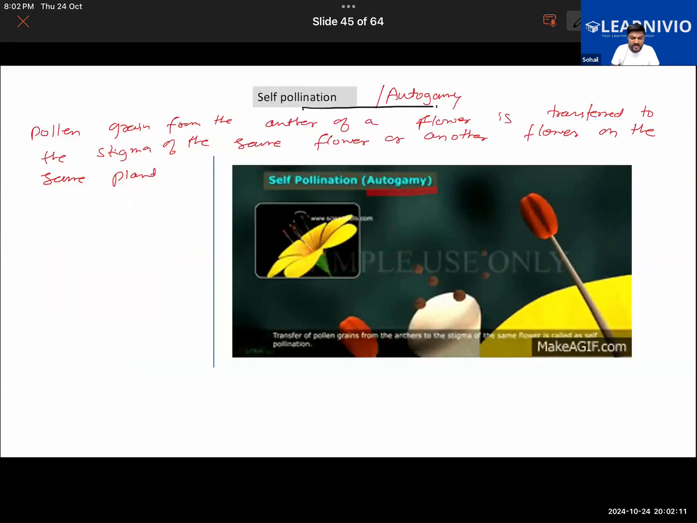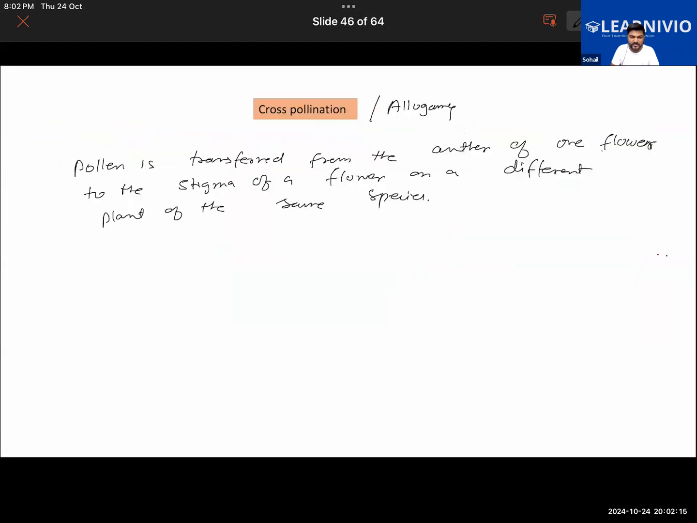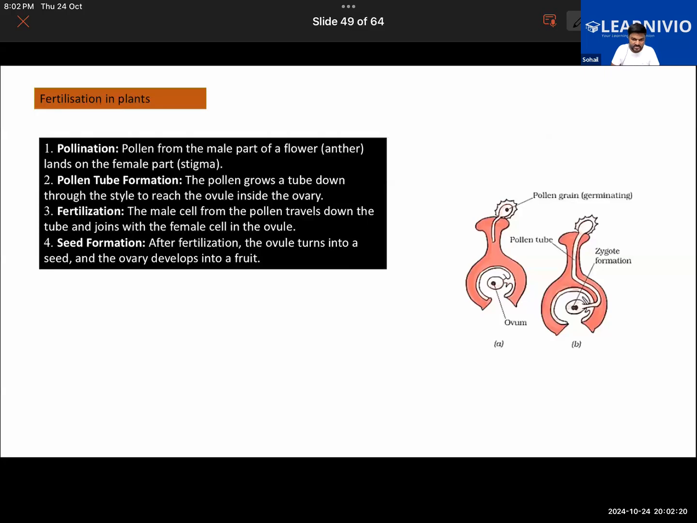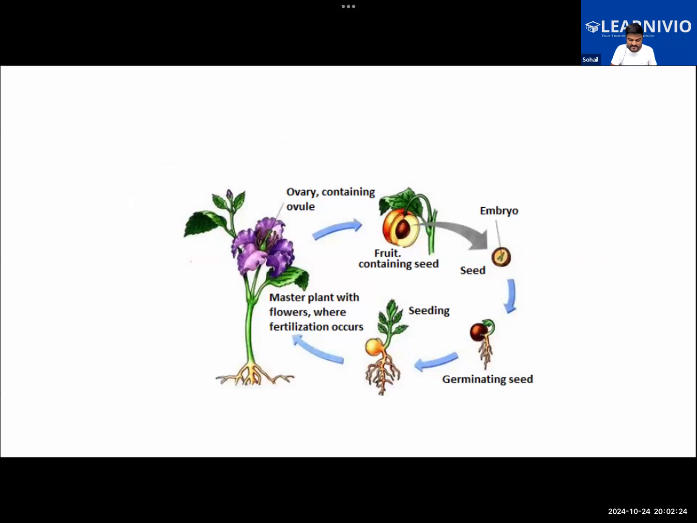So we had learned about pollination. We had learned about different types of pollination, namely self-pollination and cross-pollination. We did also learn about the pollinating agents. Okay, now what are the pollinating agents? We had learned about that as well.